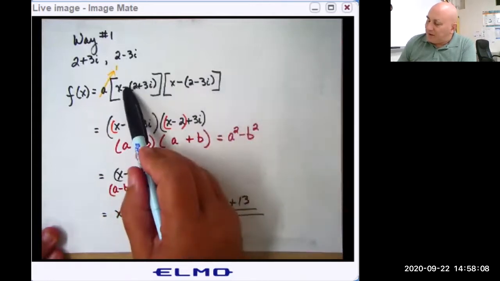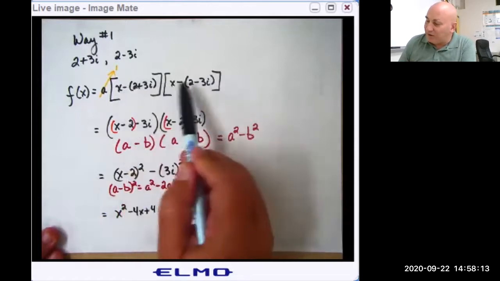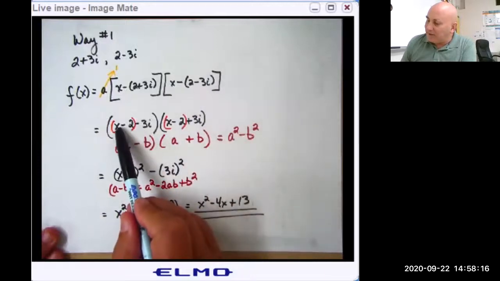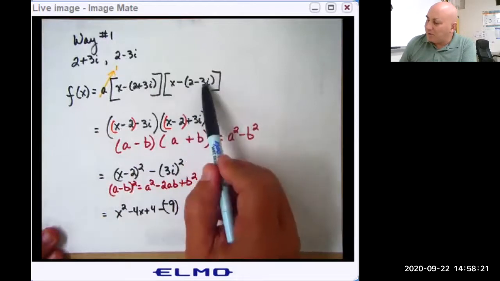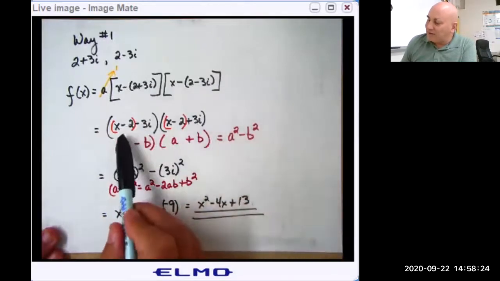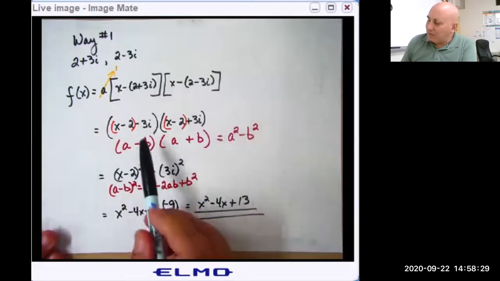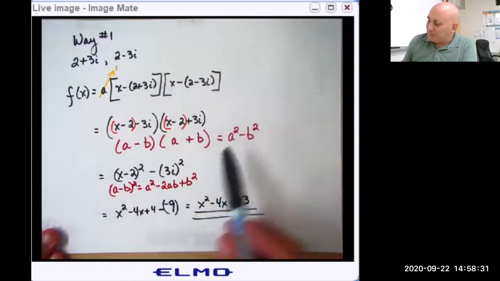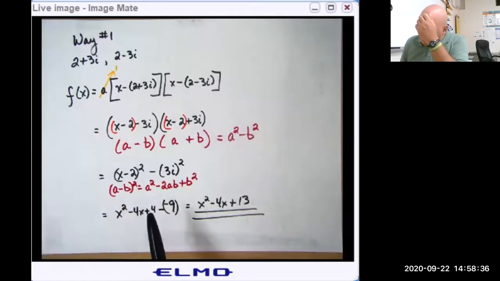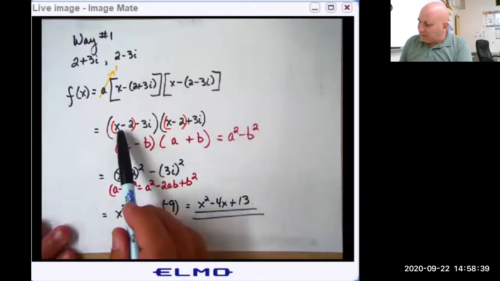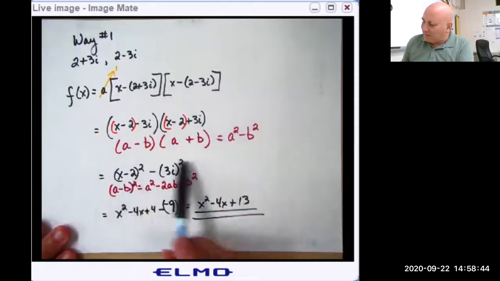Then if we distribute the negative 1 here and the negative 1 here, we get x minus 2 minus 3i and x minus 2 plus 3i. Now you can see that's kind of like a minus b times a plus b, which is a squared minus b squared. And so we know that if our a is x minus 2 and our b is 3i, we can write it this way.